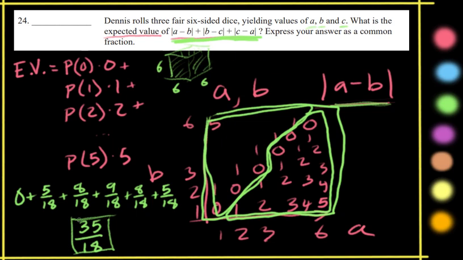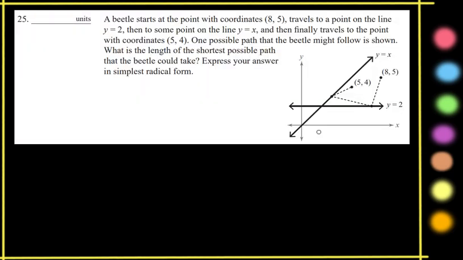So that means they all have the same expected value, and since they're all absolute values, we can just add those expected values together. And so we got 3 times this, so I just need to multiply this by 3, and that's going to be 35/6. So I would put that in as my final answer, 35/6. All right, great. Let's move on to number 25. This one was a lot of fun.